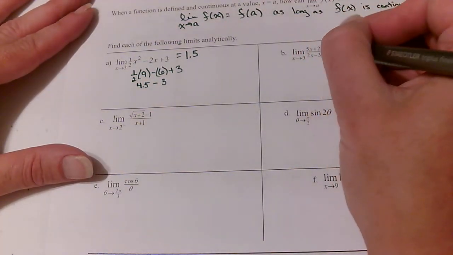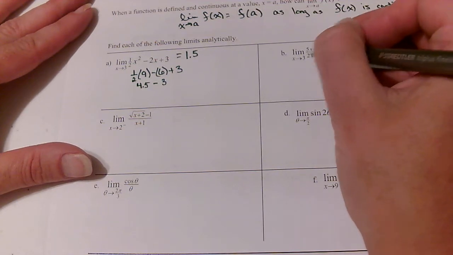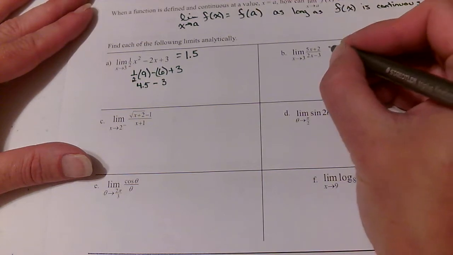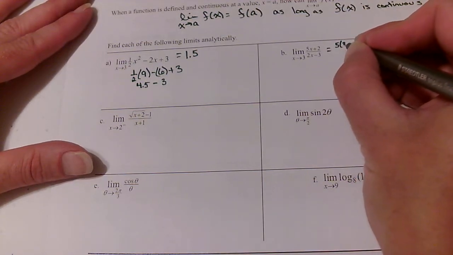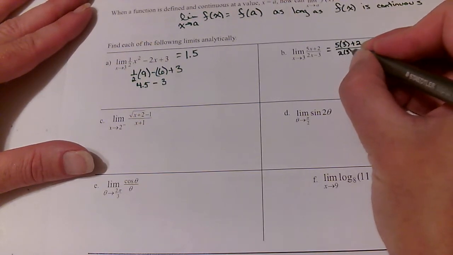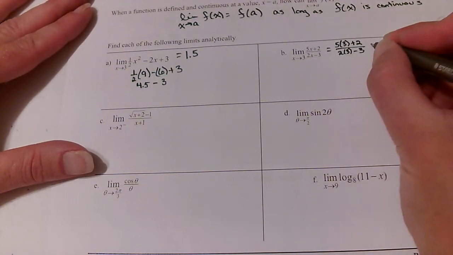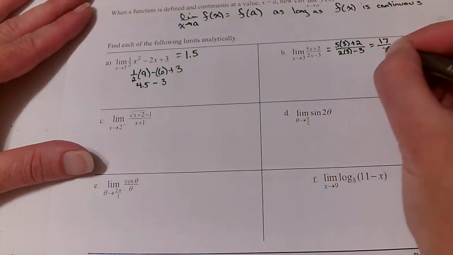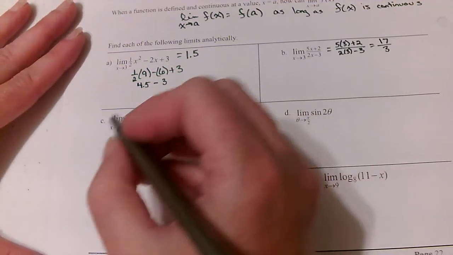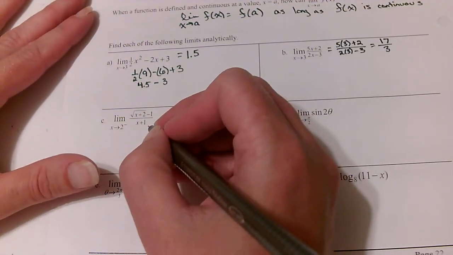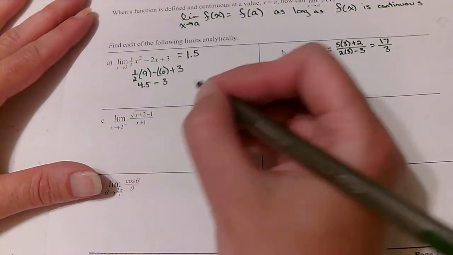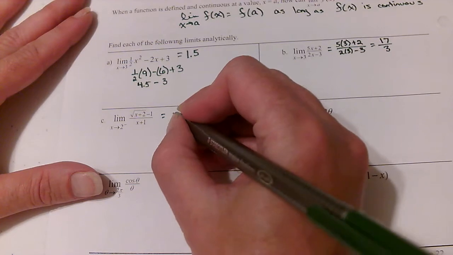The limit as x approaches 3. Now, this is a rational function, but at 3, it's not dangerous. Watch what happens when I plug it in. So 15 plus 2 is 17 over 3. Easy. X approaches 2 from the left. I don't even think I care that it's approaching from the left or the right. Let's see what happens when I plug it in.